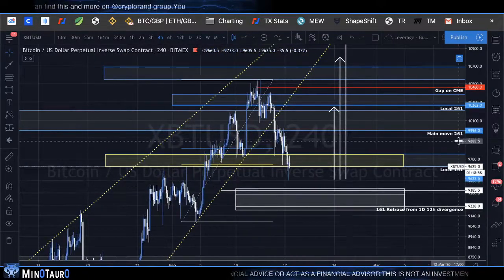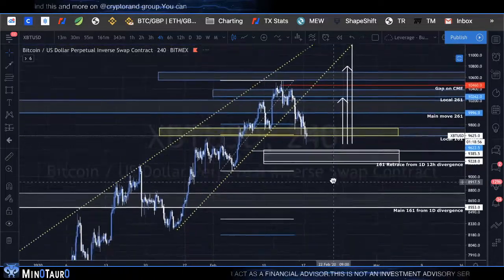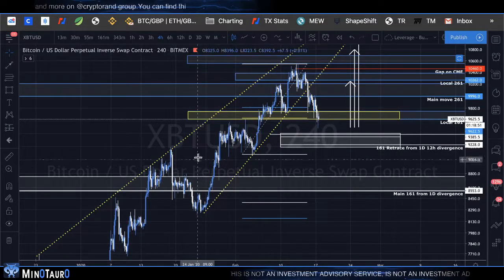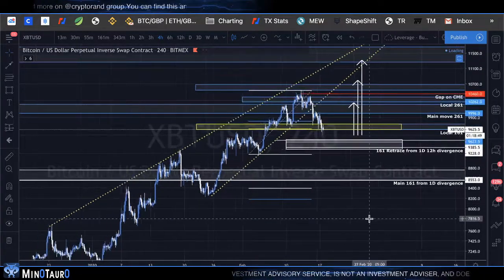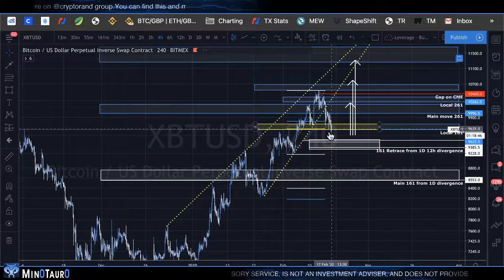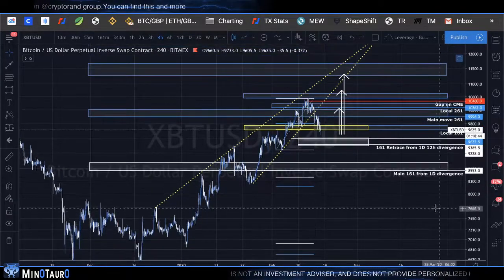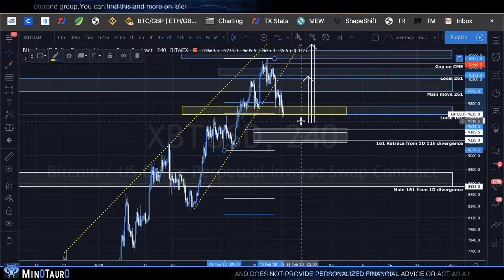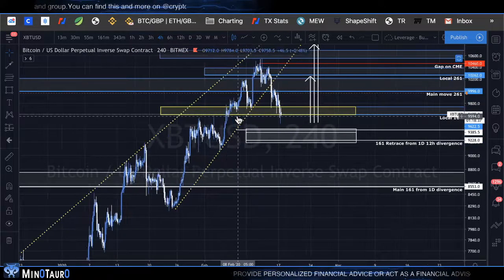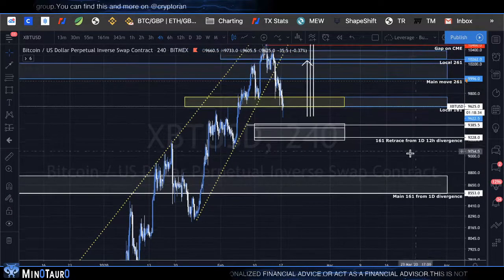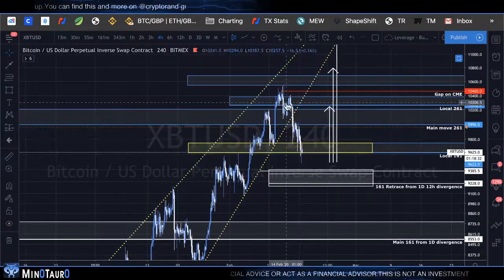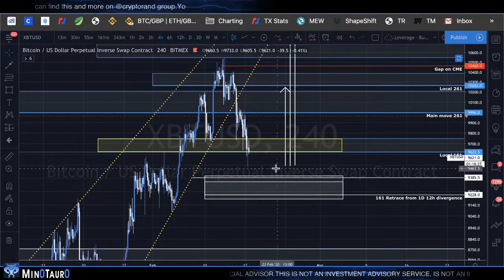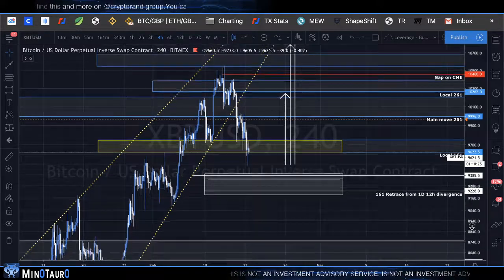Why is it important? Because you always retrace to the golden pocket. Professionals get in the game. You can see from the algos how the algos play, and professionals long the golden pocket. Professionals also long the 161. They don't know it, okay. Algos do it for them, okay.